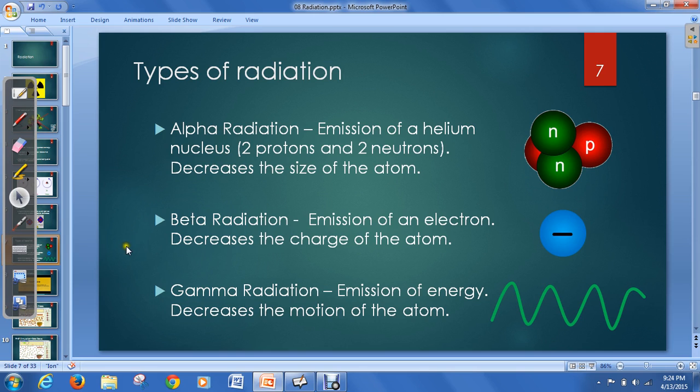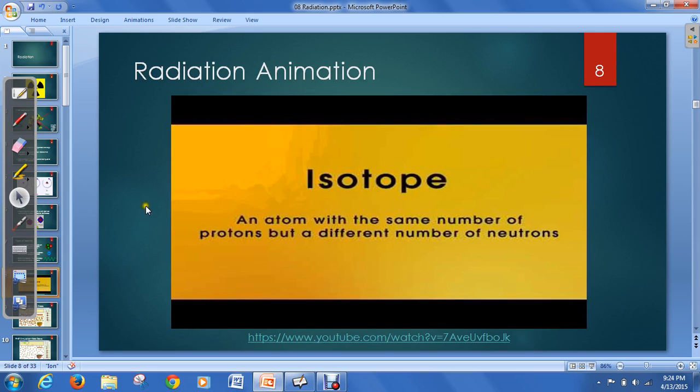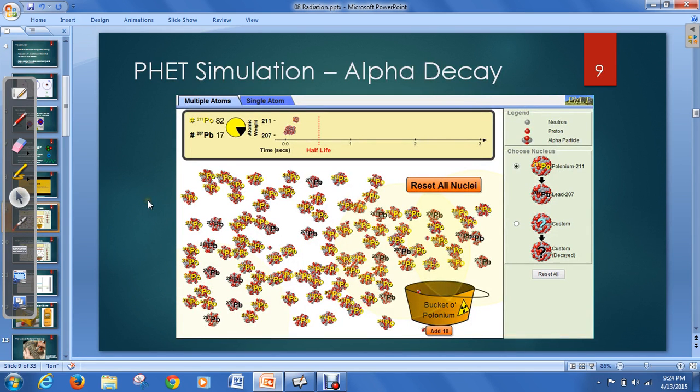Okay. And in class, we watched a video that kind of reviews all these concepts. We also looked at a simulation that shows how this decay is kind of spontaneous and random, just depending on when the atom becomes unstable enough to emit the radiation.